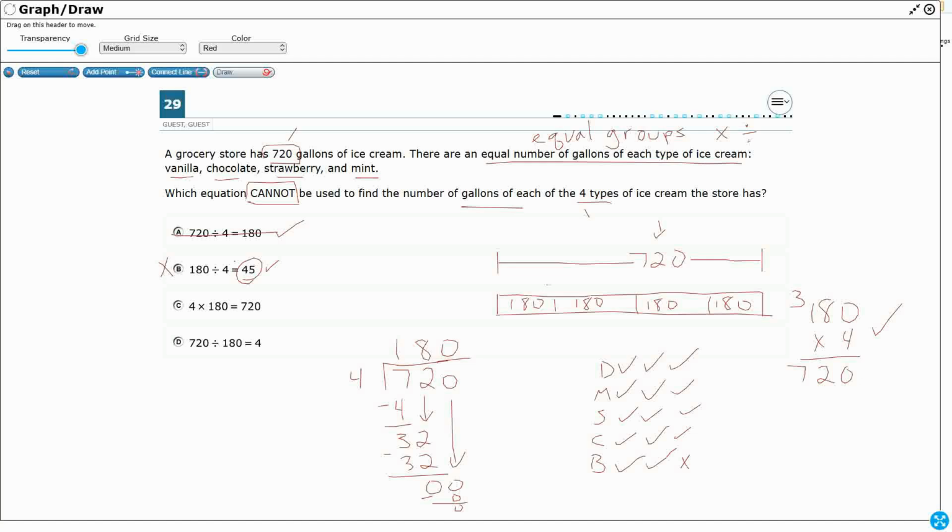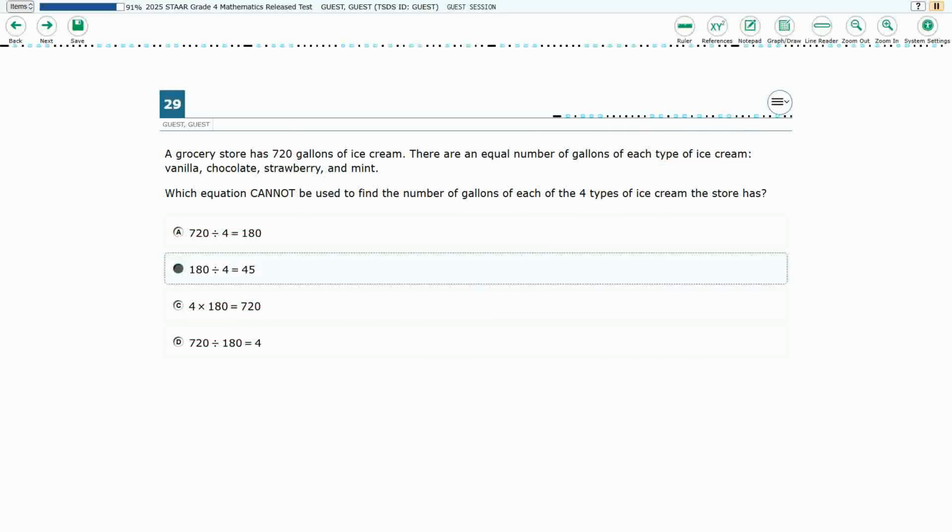This takes my 4 times 180, which is what I did over here, kind of flips it. That works, which means no. And then this, you kind of invert the 720 divided by 180 to get the 4, which you can do in a fact family. So that works. So the only one that's different is B, and that's our answer.